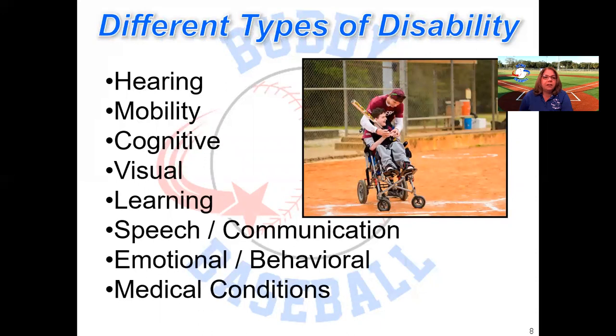So again, different types of disability. We referred to this earlier: hearing, mobility, cognitive. Right here on the screen is Alex Henning. Alex Henning is one of our longtime players. He has mobility issues along with some other disabilities, but that doesn't stop him from having fun. So you can see the smile on his face.